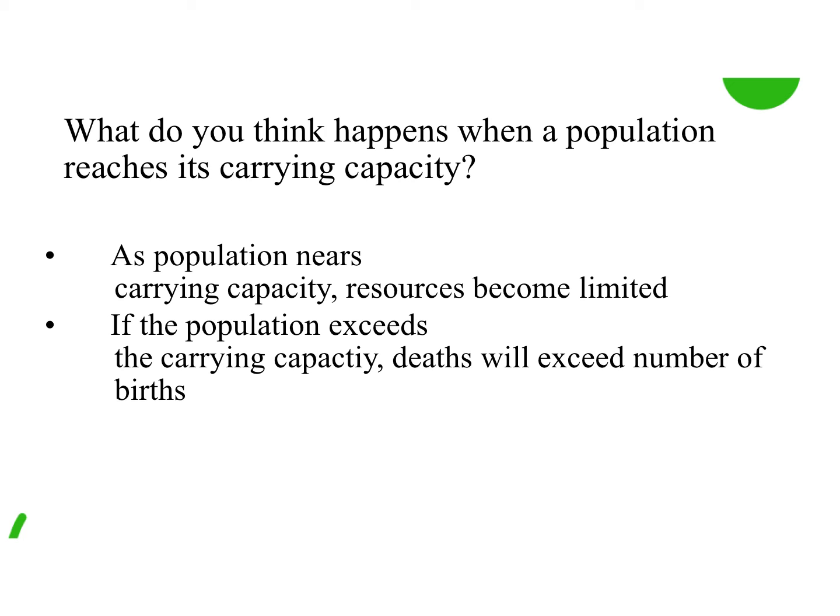So what do you think happens when a population reaches its carrying capacity? Once that population nears the carrying capacity, it means resources are going to become limited. There could be less oxygen, less water, less food. And so if the population exceeds the carrying capacity, then there's not enough resources to support that population, and the number of deaths are going to exceed the number of births, which is going to limit how that population can grow, which is why we see that population level off and it can't grow any further.